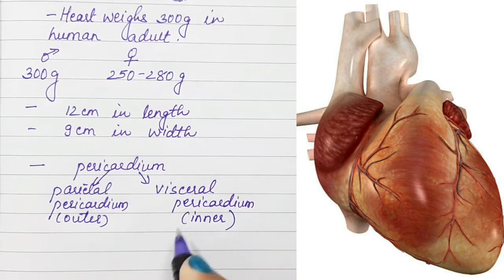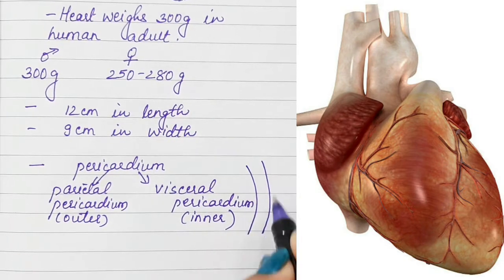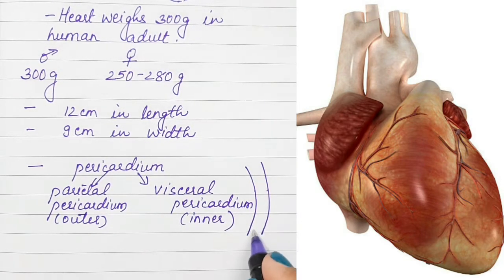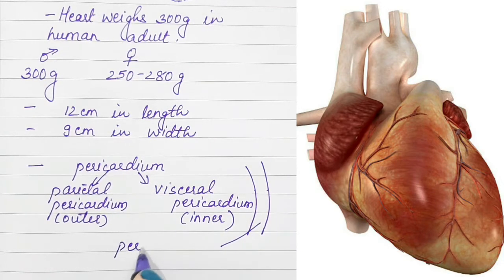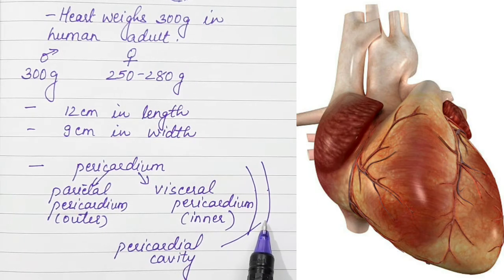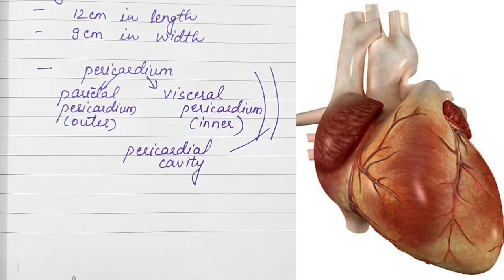And in between these two layers, this is the parietal and this is the visceral pericardium, in between the two layers is a hollow cavity. We call this cavity the pericardial cavity, which is filled with pericardial fluid. So the pericardial fluid absorbs all the shock and the injuries, it acts like a cushion. So therefore this is a means of defense against any type of external pressure.